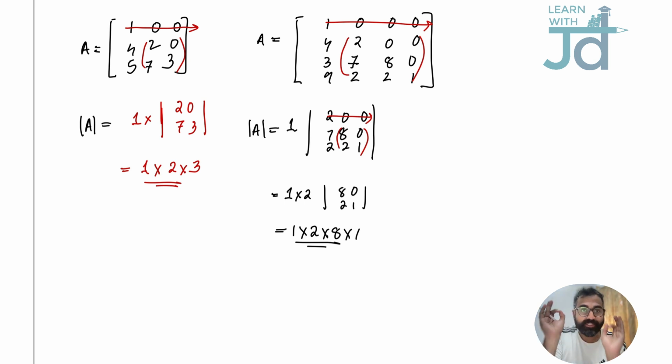In a triangular matrix, whether upper triangular or lower triangular, the determinant value will be exactly the product of all the diagonal elements. Just blindly take the product of the diagonal elements. So here the determinant is 1 into 2 into 3. Here the determinant will be 1 into 2 into 8 into 1. See?